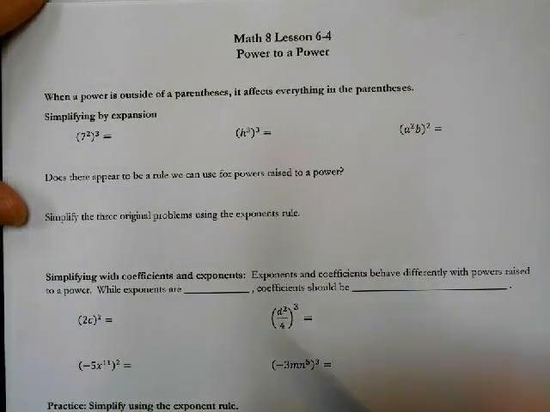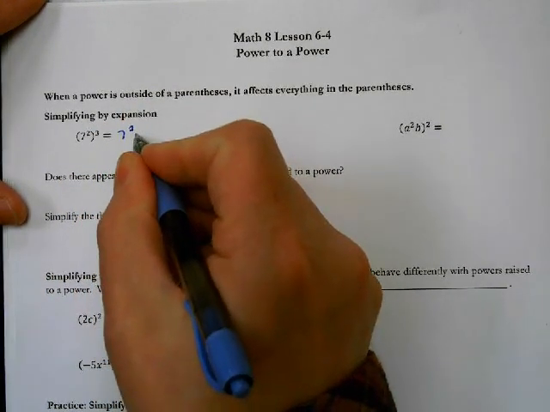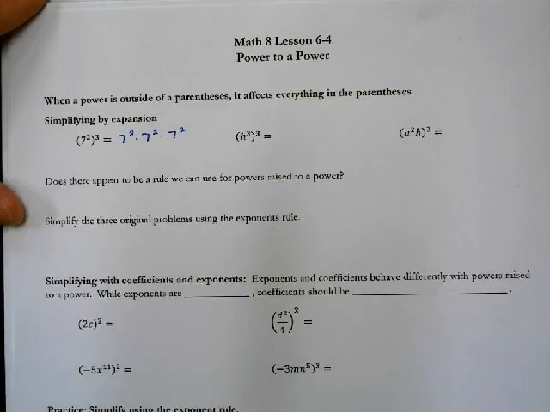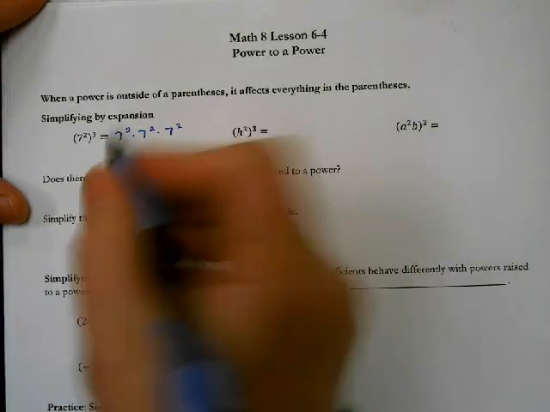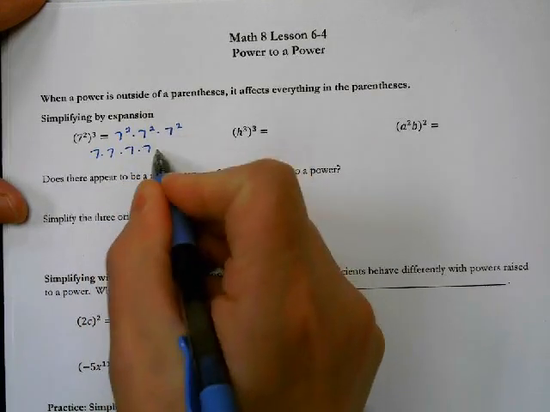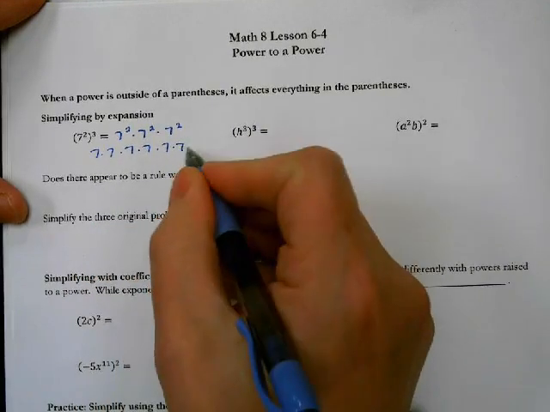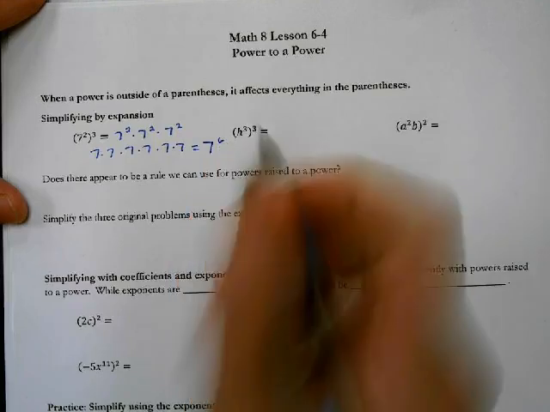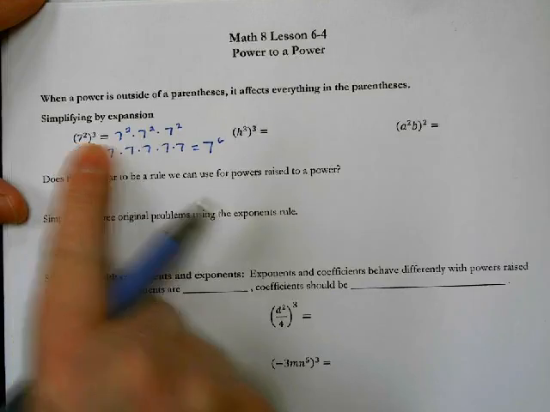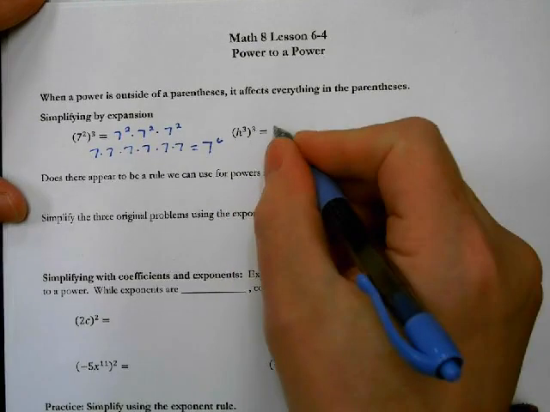So if we do this by expansion, for this one, this would say that I have 3 7 to the seconds. And so by expansion, I could see at this point that I've got 7 times 7, another 7 times 7, another 7 times 7, which means I have 1, 2, 3, 4, 5, 6 sevens. So this would be 7 to the 6th power. So I started with 7 to the 2 raised to the third, and it came out to 7 to the 6th.